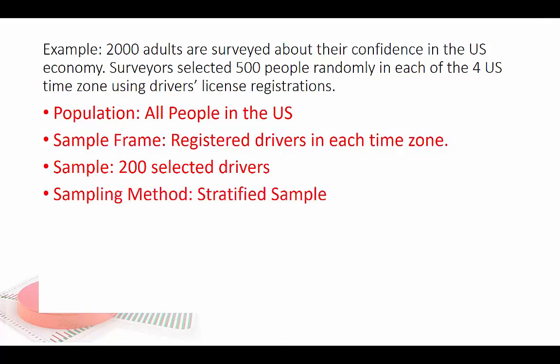The method is a stratified sample. Basically, the 500 people from each time zone, and we picked them. And that's a good way to do it because sort of geographically, you want to represent different parts of the country because they do differently economically. All right, so the strata are 4 time zones.